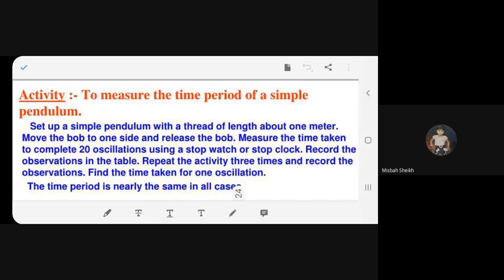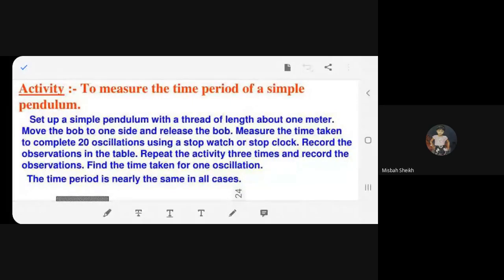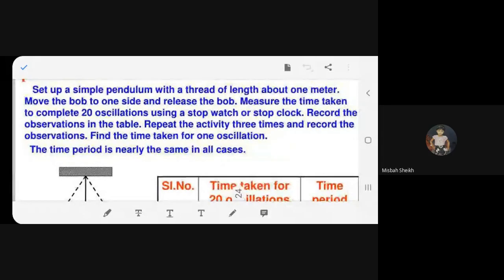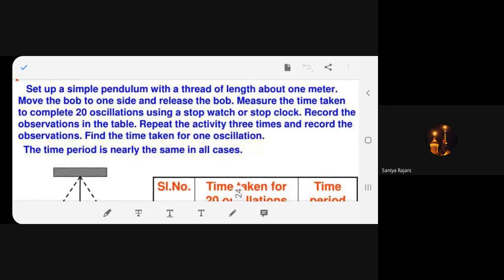Now we'll do one activity to find out the time period of a simple pendulum. Yes, beta. Start reading. Rajani Sakina. Yes, ma'am. Start reading, beta. There's disturbance, beta. Can anyone else start reading, beta? Ma'am, can I? Give me your name, please. Lakhani Zainab. Okay, Lakhani Zainab.